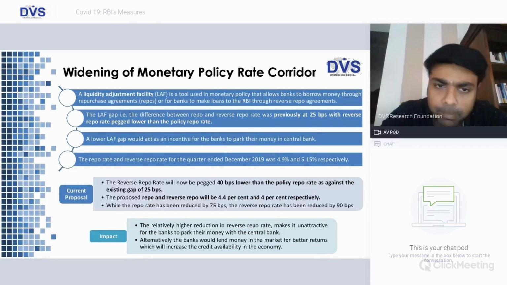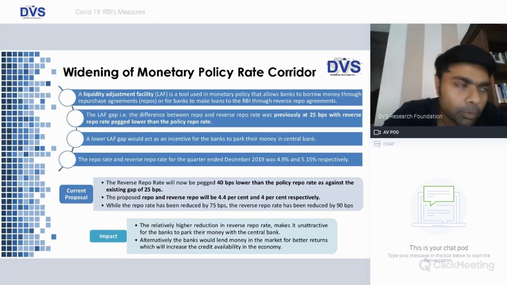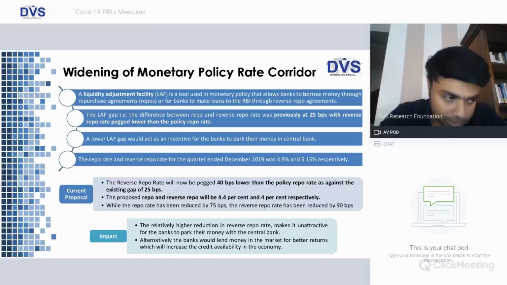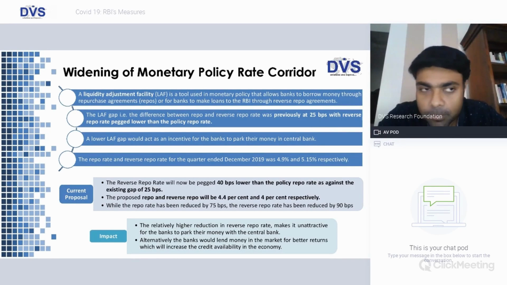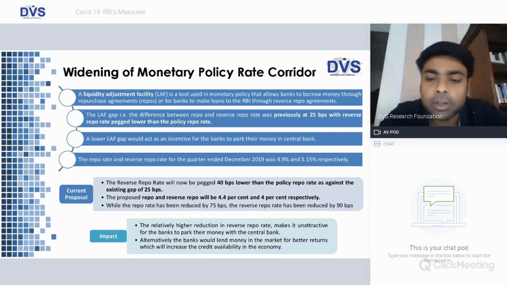So let's try and understand. The gap between the repo and the reverse repo rate originally was 25 basis points, with reverse repo pegged lower than the policy repo rate. Obviously, it's like your exchange rate, the difference between the buying and selling rate of the dollar vis-a-vis the rupee. Now, let's assume banks can borrow from RBI at 4% and they can lend to RBI at 3.5 or 3.75%. So the difference between borrowing and lending is not too much. But the higher the difference, meaning let's say you can borrow at 4%, but when you lend to RBI you only get 3.25%, there is a significant disincentive to lend to RBI. And the higher this gap, the higher is your disincentive.